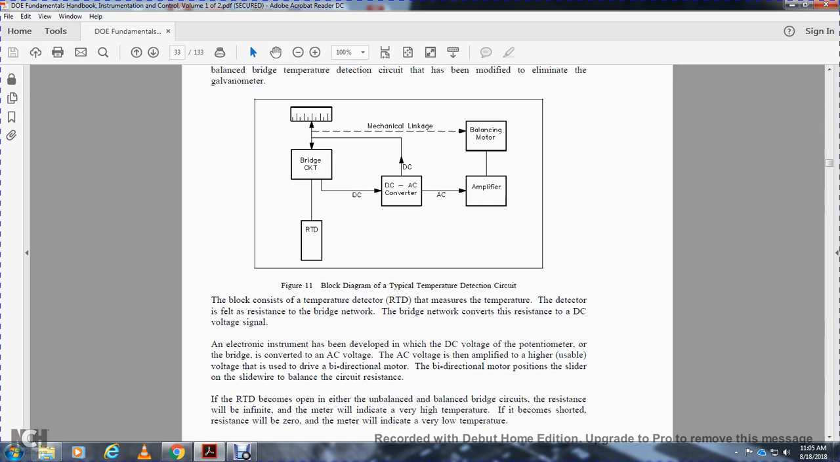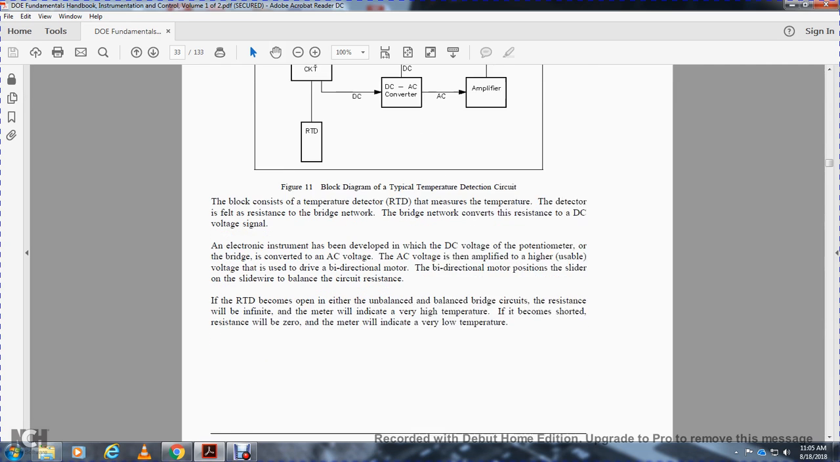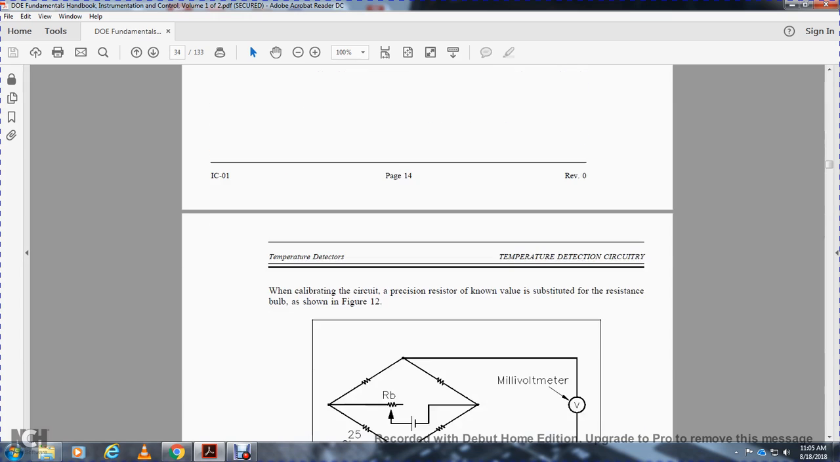If the resistance temperature detector becomes open, the bridge circuit is either unbalanced or balanced, the resistance will be infinite, and the meter will indicate a very high temperature. If it becomes shorted, the resistance will vary, but the meter will indicate a very low temperature.